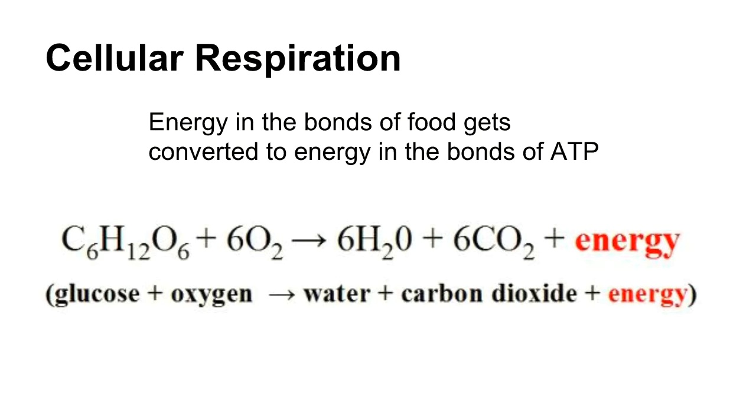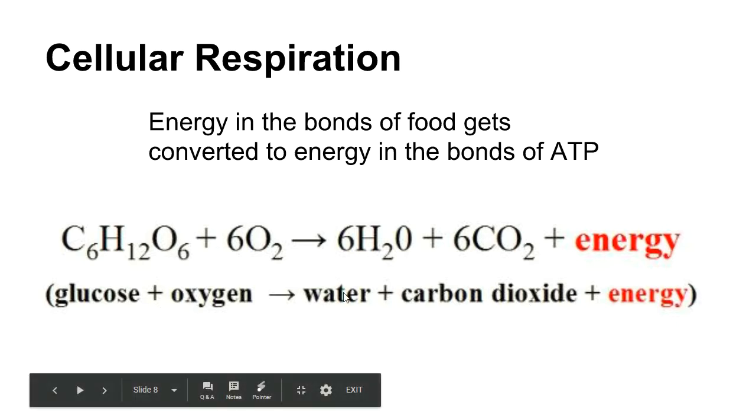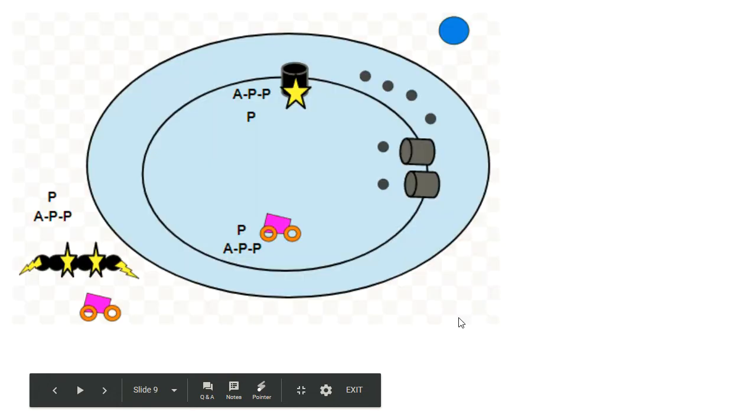And once it's in our cells, we need to take that energy from the bonds of the food or the glucose and turn it into usable forms of energy in the bonds of ATP. So on your test, again, you do need to know the chemical formula for cellular respiration. This is it with chemical symbols, balanced, and you can leave the energy off. But these are the four things that are involved, and it's glucose and oxygen producing water and carbon dioxide.